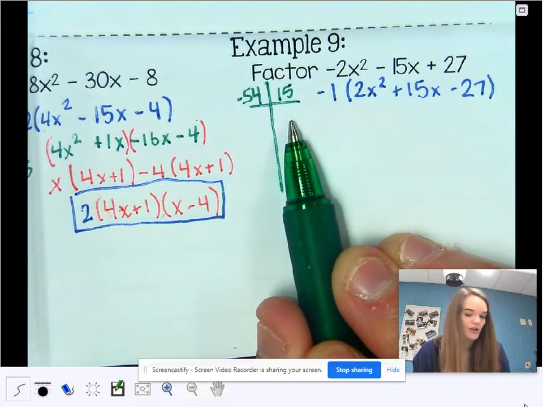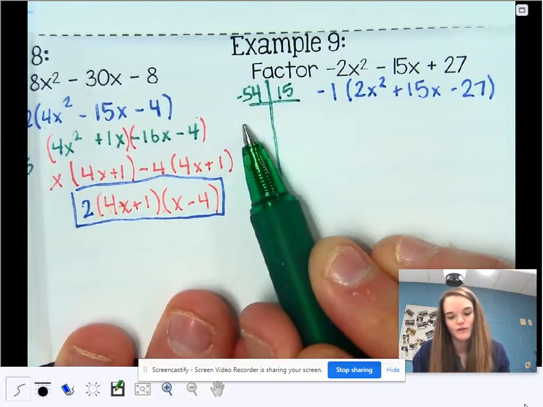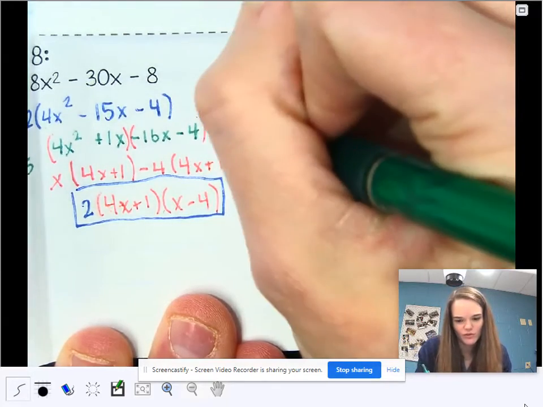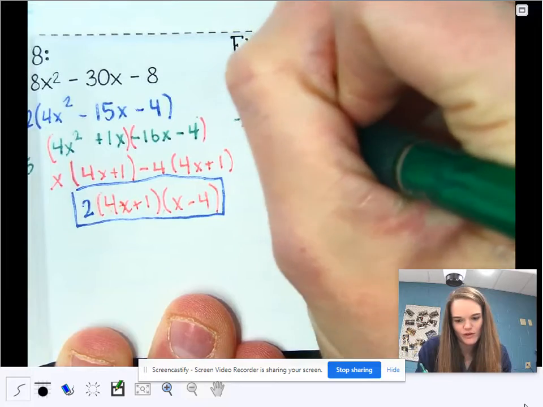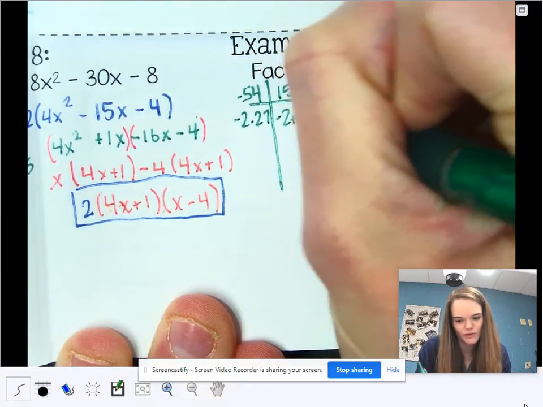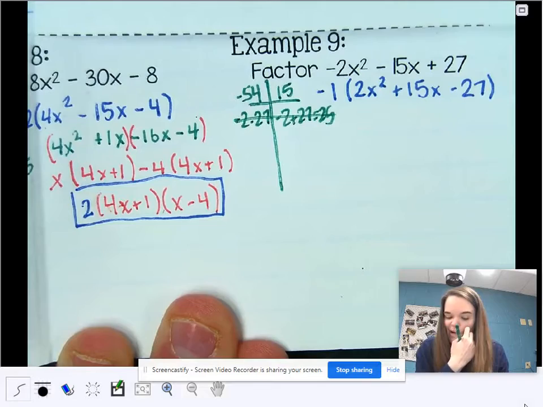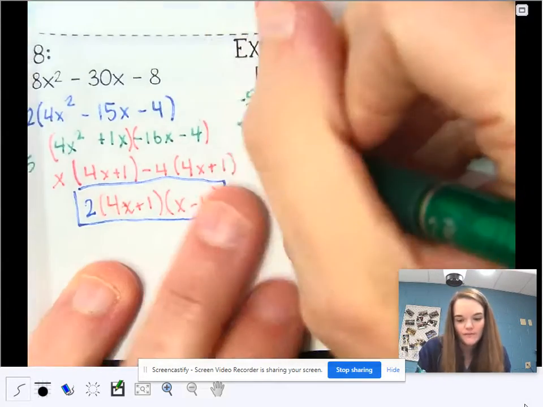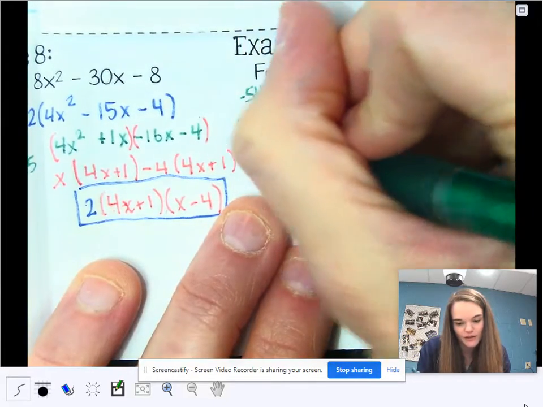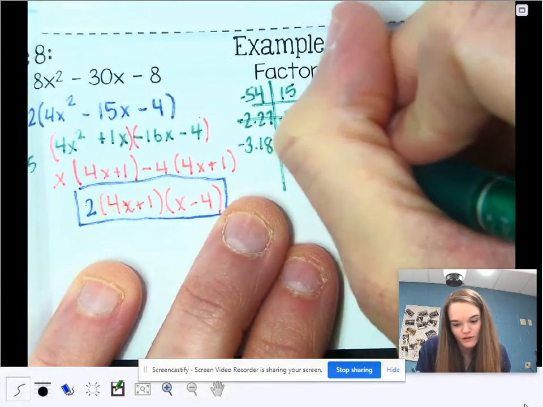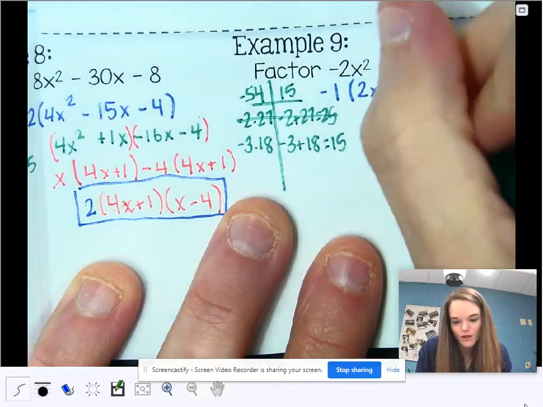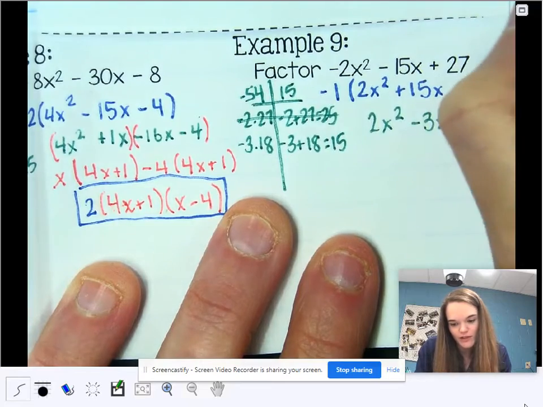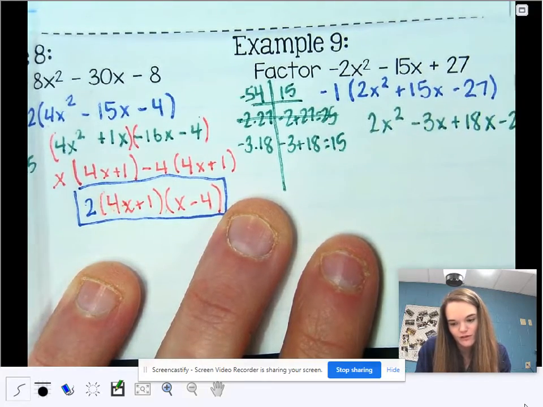So let's think about some that will go in. I know 1 and 54 is not going to work for 15. About 2 and 27. So negative 2 times 27. Negative 2 plus 27 is 25. So that's a no. Okay, how about 3? 54 divided by 3 is 18. Negative 3 times 18. So negative 3 plus 18 is 15. So that worked. So 2x squared minus 3x plus 18x minus 27.